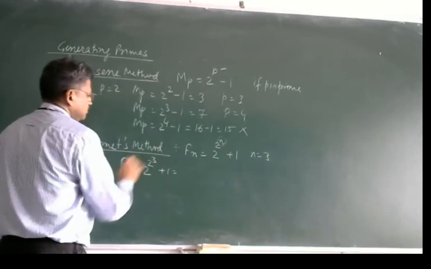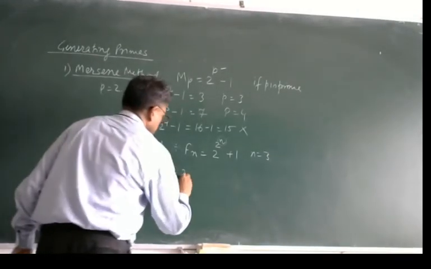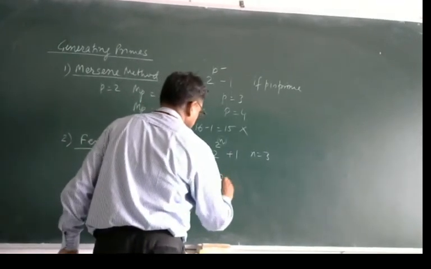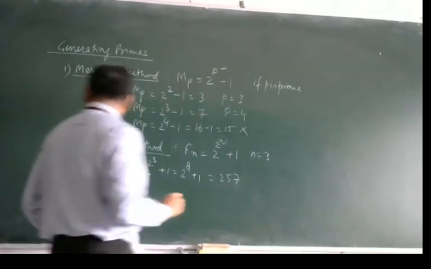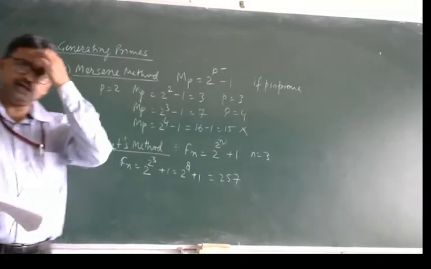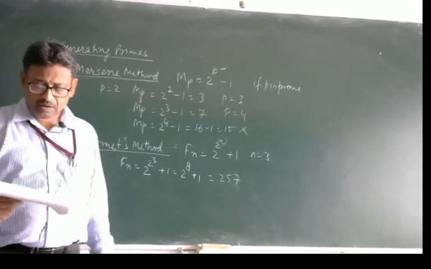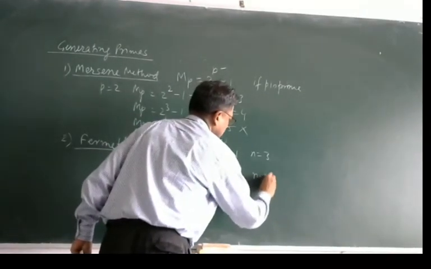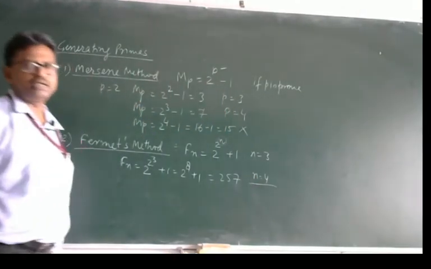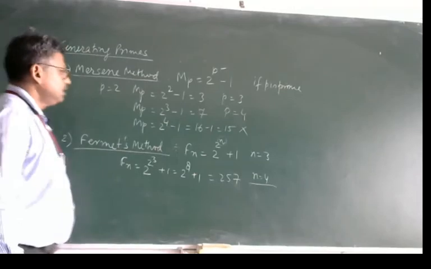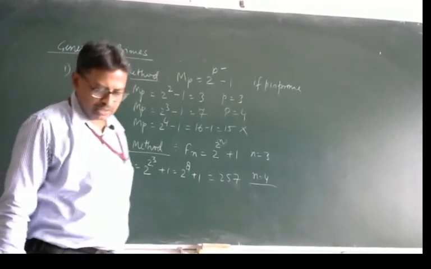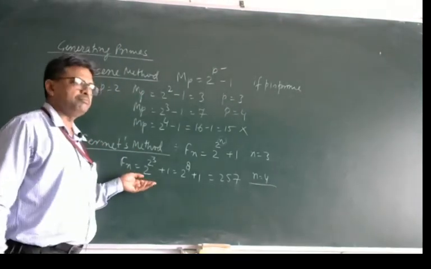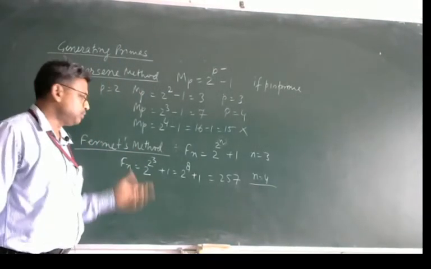So, 2 to the power 3 is equal to 8. So, 2 to the power 8 plus 1 is equal to 257. So, of course, this 257 is a prime number. But whenever we go beyond, or even when we check for n equal to 4, this method is also going to fail, because the number we get may be a prime number, or it may be a composite number.